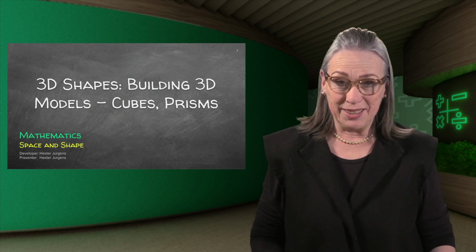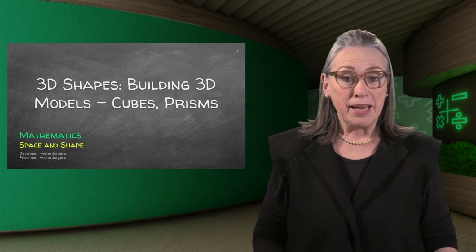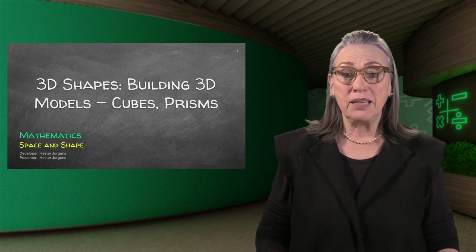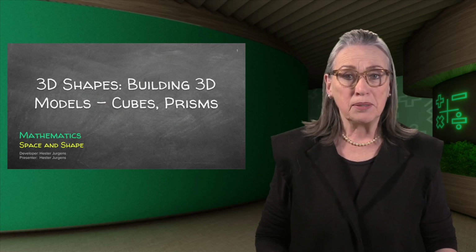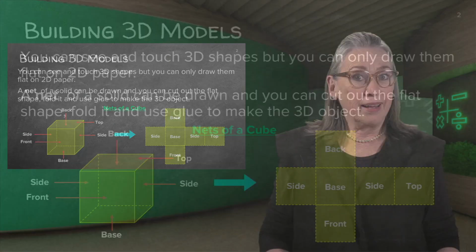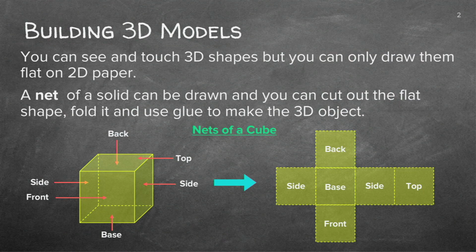In today's lesson, we're going to do 3D shapes, and then the building of the 3D models, cubes and prisms. Let's start. You can see and touch 3D shapes, but you can only draw them flat on 2D paper. Now look at this example. This is our cube, but if we want to draw it, we draw it flat like this. And when we build it, we will form a cube.